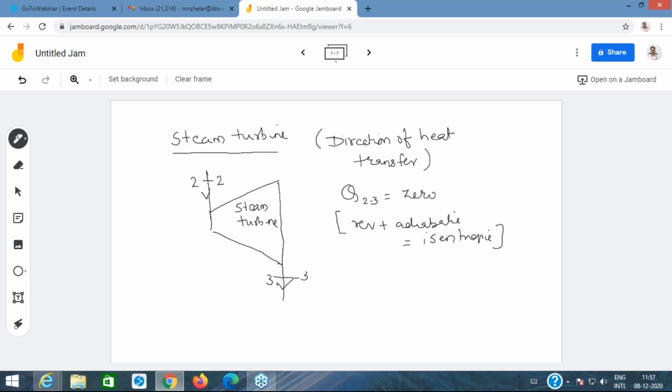Then what is the energy at 2? The energy at 2 is U2 plus P2V2. That is nothing but H2. And the energy at 3 is U3 plus P3V3. That is nothing but enthalpy H3. Okay. So which energy is more? Whether H2 is greater than H3? Yes or no?